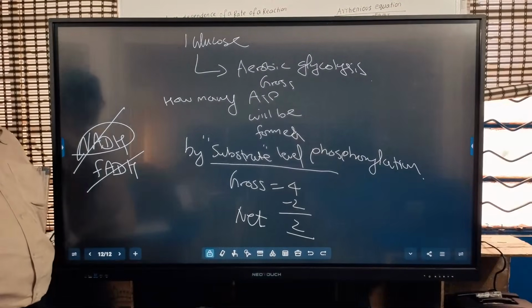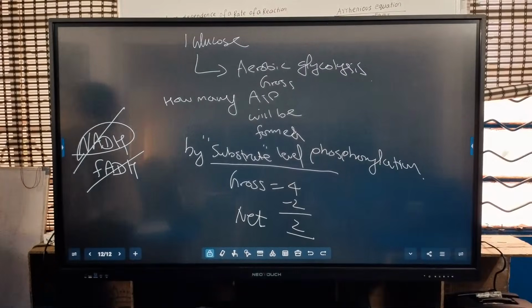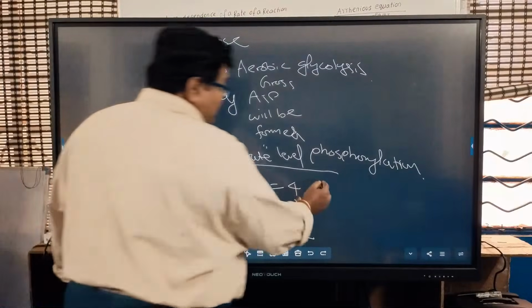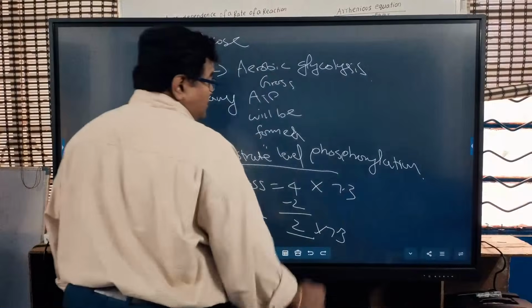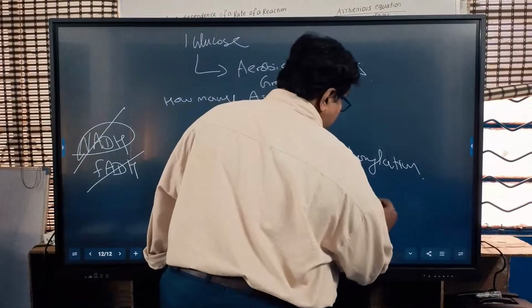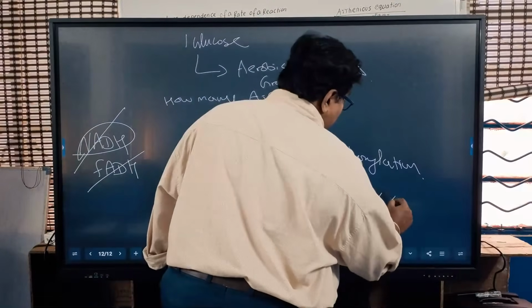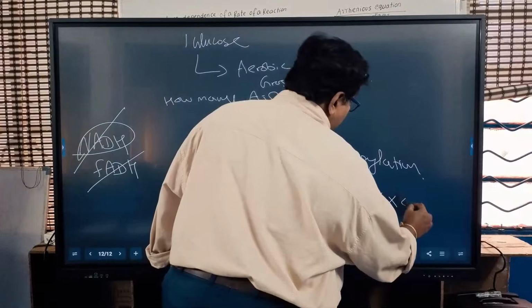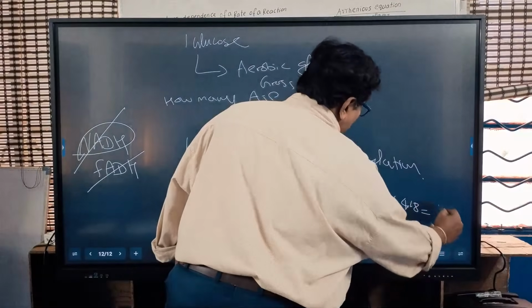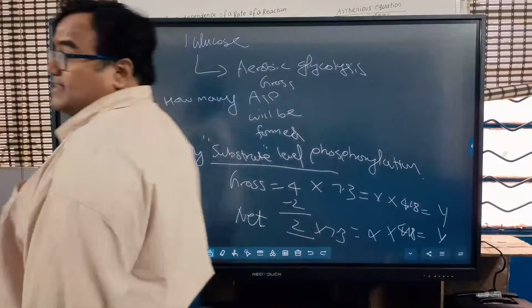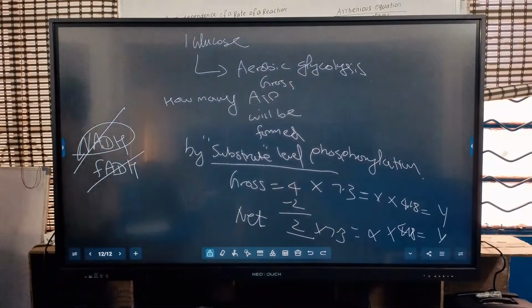If they're asking you to calculate the kilocalories, how will you calculate? We just need to multiply with 7.3. If they're asking you to calculate kilojoules, you take the x value and multiply with 4.18, and you will get the final y value. The y is the correct answer.